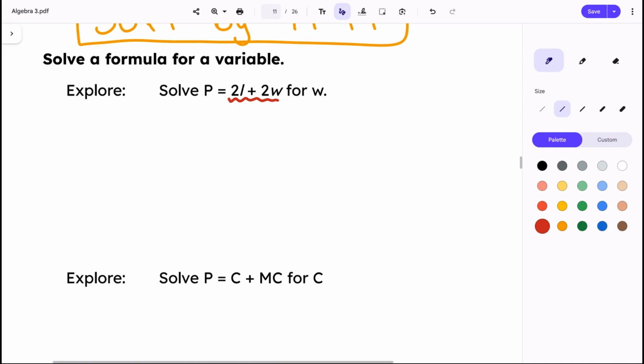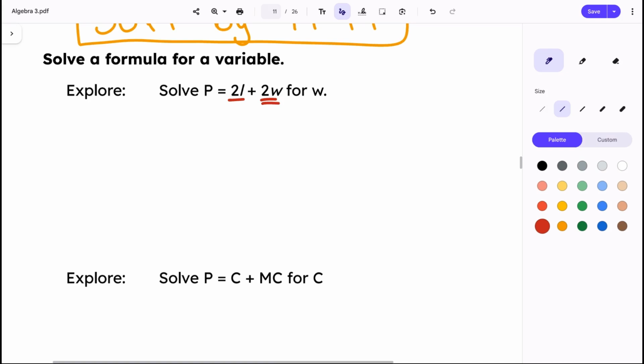Could I do that? I mean, we could. I don't know if we need to necessarily for this first one. Sometimes factoring might help if you're going to be moving that entire quantity over. But it might be easiest actually if we just try to separate these two terms. What's in between the 2L and the 2W right now? A plus sign.